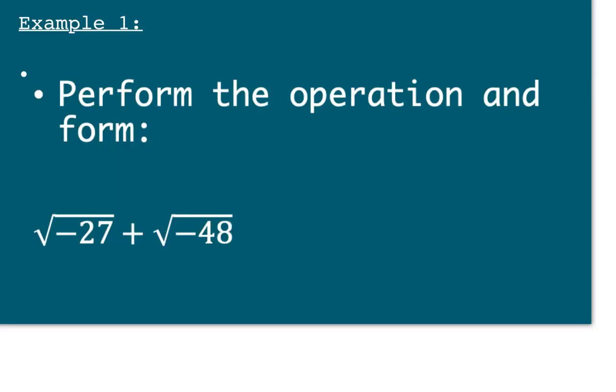So let's use this and add these two radicals that are negative. This says perform the operation and write in standard form. I realize you can't see the entire verbiage here, but that's what it says. So square root of negative 27 plus the square root of negative 48. First thing we want to do is rewrite in terms of i. So that should be our first job.